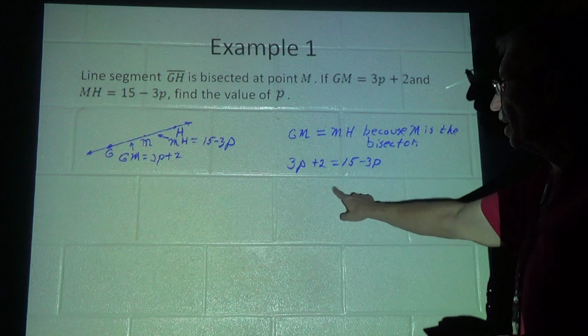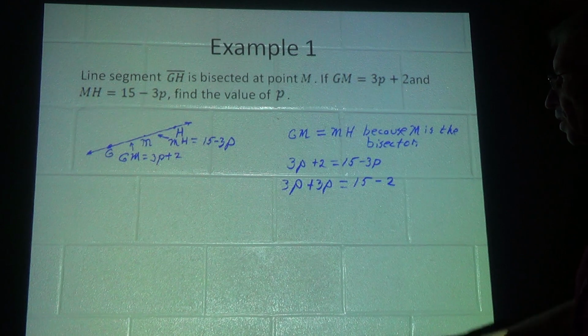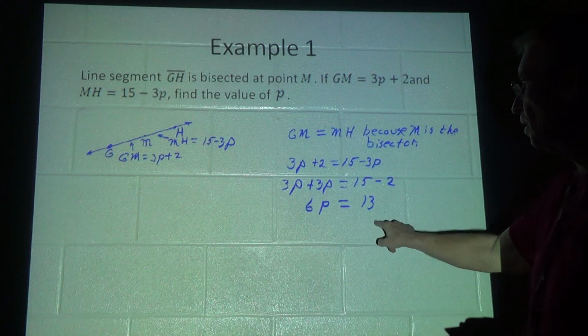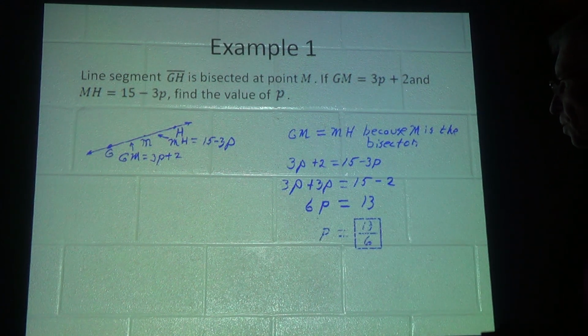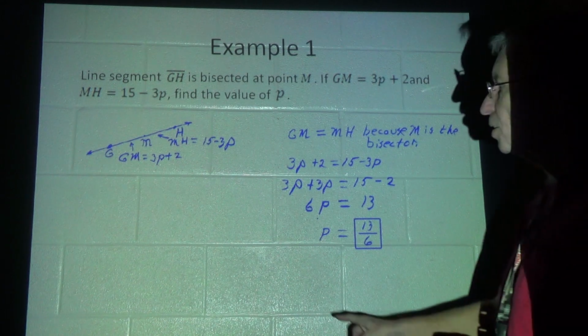Add 3P to both sides and subtract the 2 from both sides. That gives us 3P plus 3P is equal to 15 minus 2, which results in 6P equals 13. So P is equal to 13 over 6. So that is the value of P.